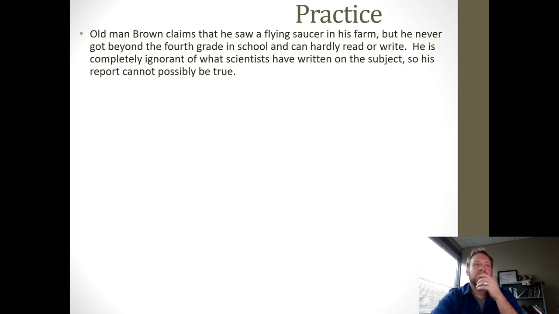So we can do a little practice here, and you can try to figure out what you think in these cases, right? So, Old Man Brown claims that he saw a flying saucer on his farm, but he never got beyond the fourth grade in school and can hardly read or write. He's completely ignorant of what scientists have written on the subject, so his report cannot possibly be true.